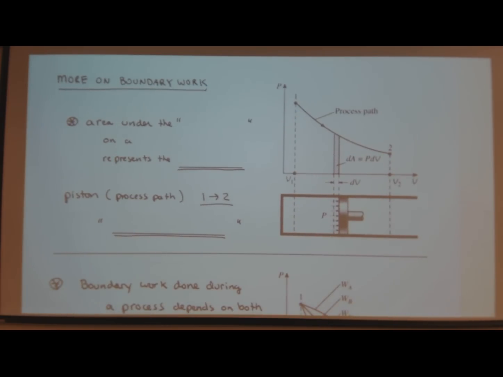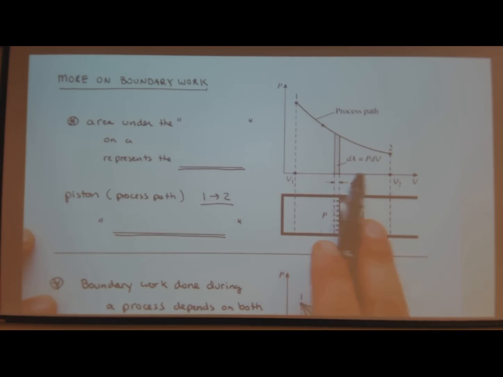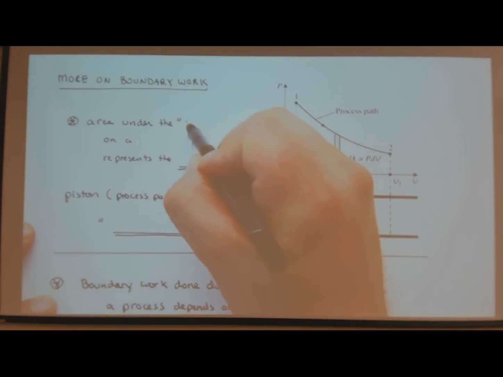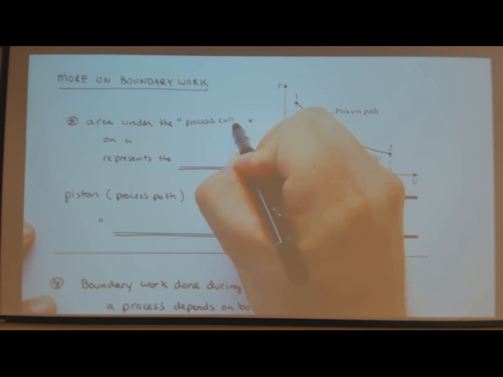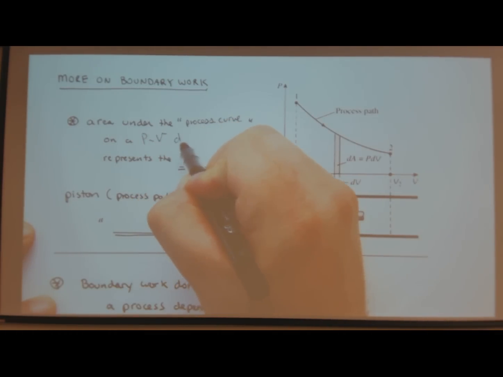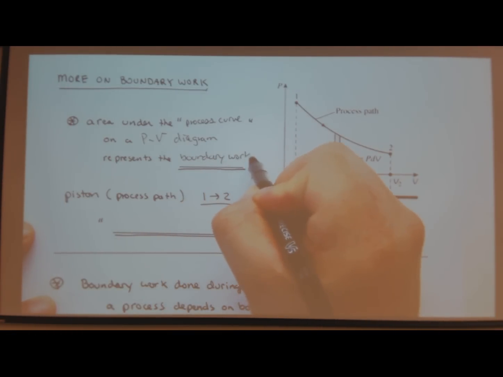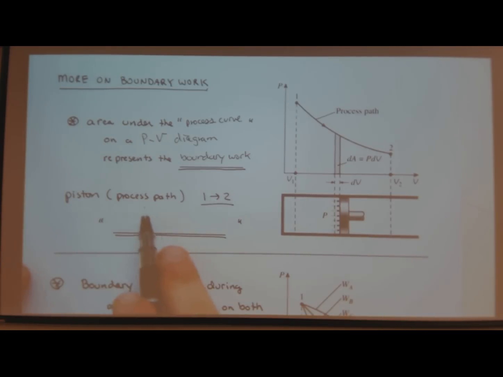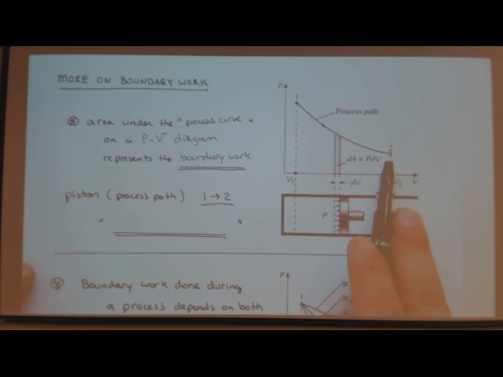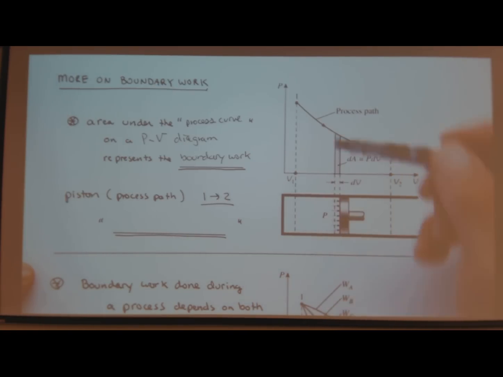So let's do more on boundary work. We all drive cars, or we've all probably driven a car, and we have a piston type engine. Now we're getting electric cars, okay. But nevertheless, boundary work, piston, go from state 1 to state 2. I have some elemental area. I can break all this stuff down. Area under the process curve on a PV diagram represents the boundary work. Piston process path from 1 to 2. In this case, it's clockwise, so this represents work by the system.